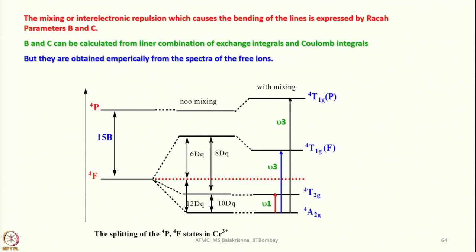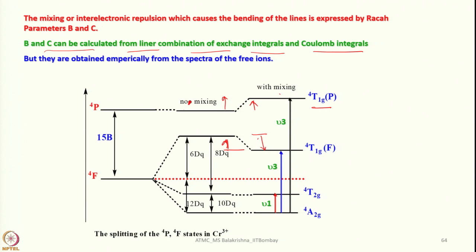Let us compare those values here. The mixing due to inter-electronic repulsion, which causes the bending of the lines, is expressed by the Racah parameters B and C. B and C can be calculated from linear combinations of exchange integrals and Coulomb integrals, but they are obtained empirically from the spectra of the free gaseous ions. Now we will see here: no mixing and with mixing. With no mixing you can see higher energy; when mixing occurs, this much drops whereas this much increases.